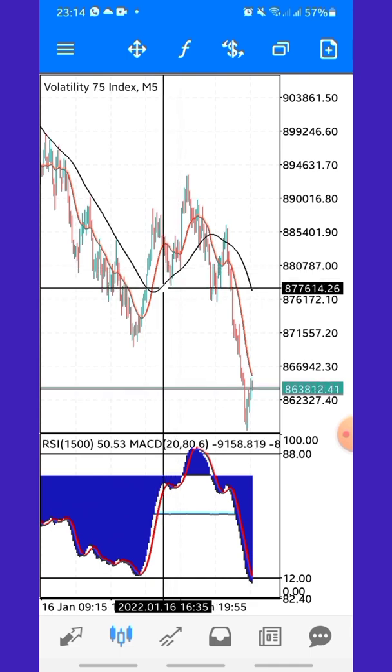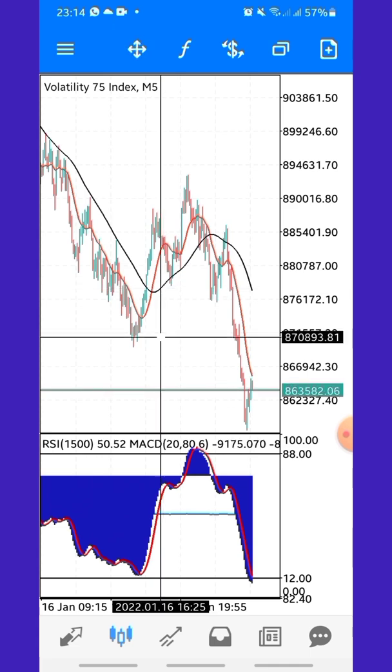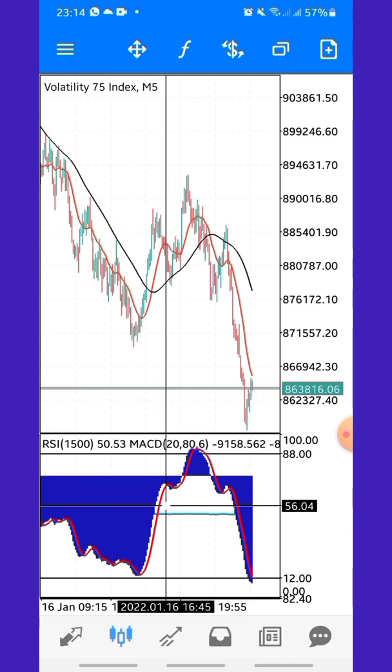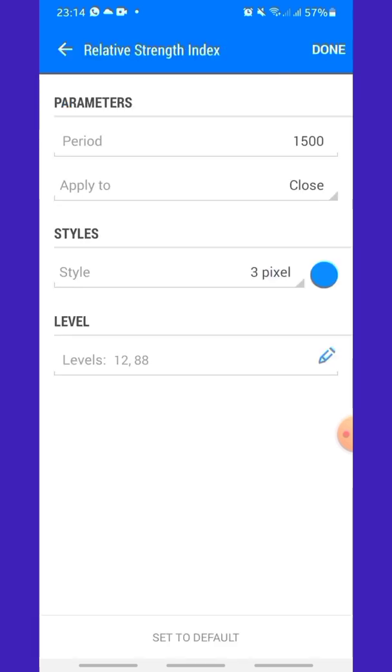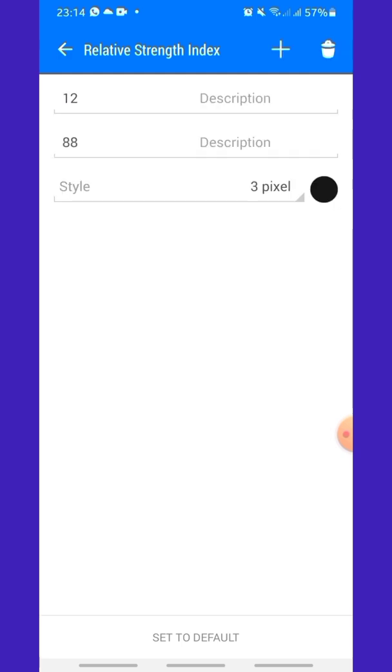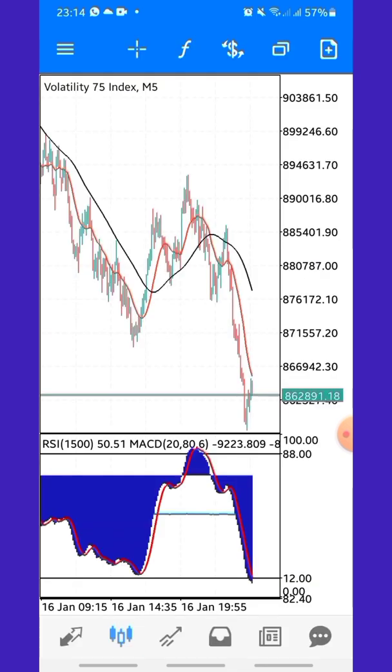So for the window indicator, which is this indicator one, I'm only having the Relative Strength Index. The period is 1500, apply to close, style is 3 pixel, and the levels are level 12 and level 88. When you're done with this, you just go back and click on done.